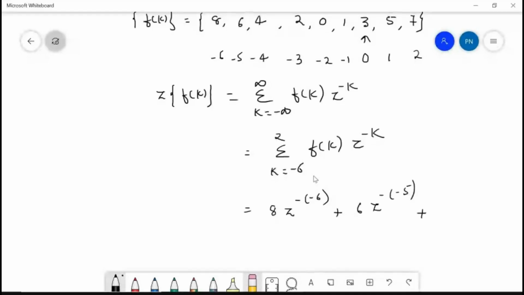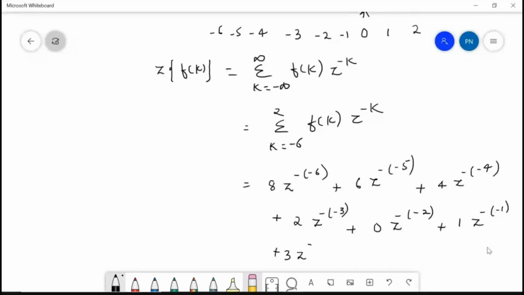Next value is k takes the value -4, and corresponding to -4, the functional value is given as 4, so 4 into z raised to minus of -4, plus the next value, k equal to -3, and the corresponding value is 2, so 2 z raised to -(-3). Plus 0 times z to the -(-2), that is not required actually. Plus 1 times z raised to -(-1). Next k takes the value 0, and the value there is 3. So plus 3 into z raised to -0, plus the next number 5, 5 into z raised to -1, plus 7 into z raised to -2. Remember, it is z raised to -k.